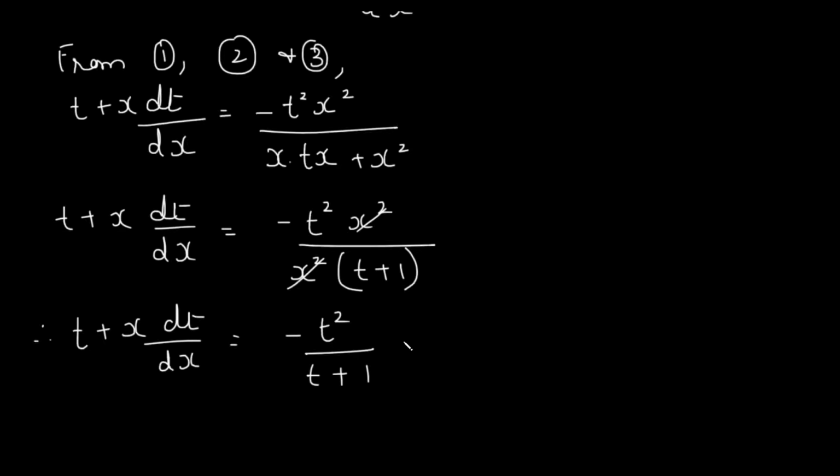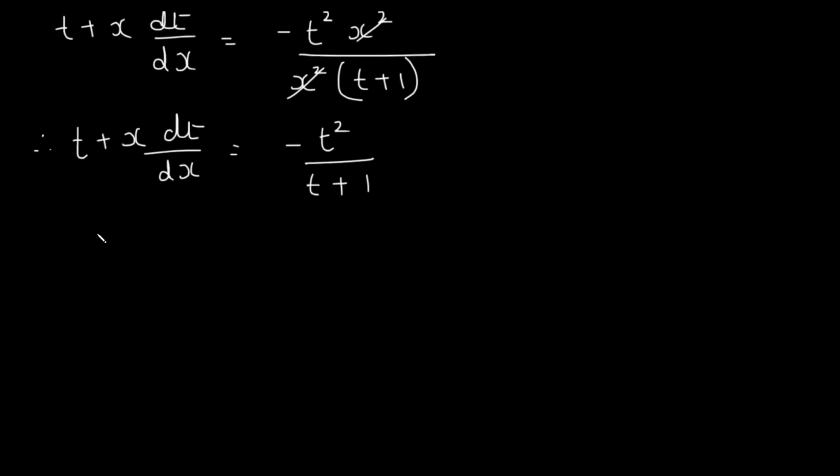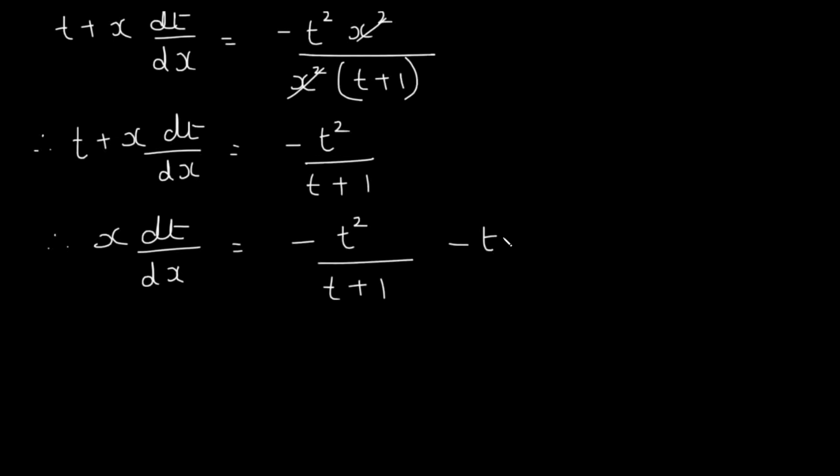Let us take the t term on the RHS because we want to convert this into variable separable form. If you remember, that is the next step actually. We have to convert the equation into variable separable form. So we take t on the RHS, so we get x dt upon dx is equal to minus t square upon t plus 1 minus t. Now to simplify this further, this does not look very presentable, isn't it? To simplify this further, we equalize the denominator in both the terms by cross multiplying. So we get x dt upon dx is equal to minus t square minus t into t plus 1.